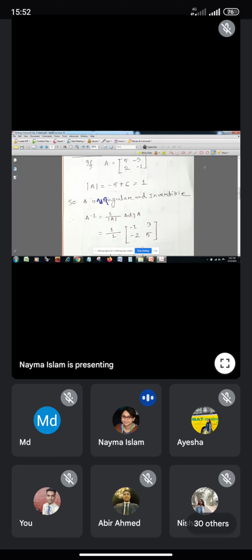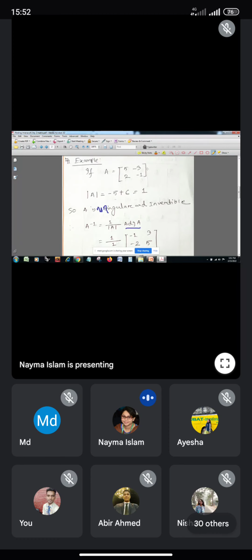This is our original formula. So 1 by determinant A, put down the value of determinant A. Determinant of A is 1 here. After that, you have to write down the adjoint matrix. Now I will apply the 2 steps. What was our first step? From the original given matrix, exchange the diagonal elements. What are the diagonal elements? This 5 and this minus 1, right?